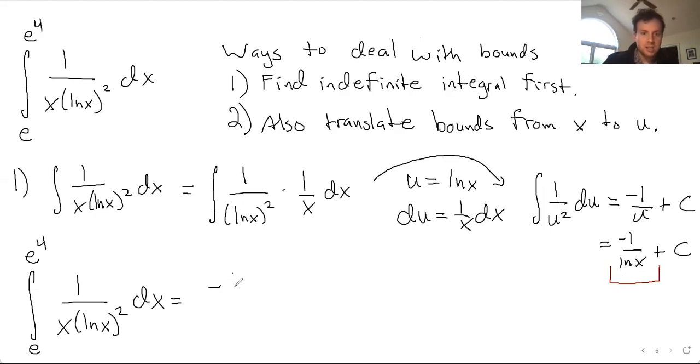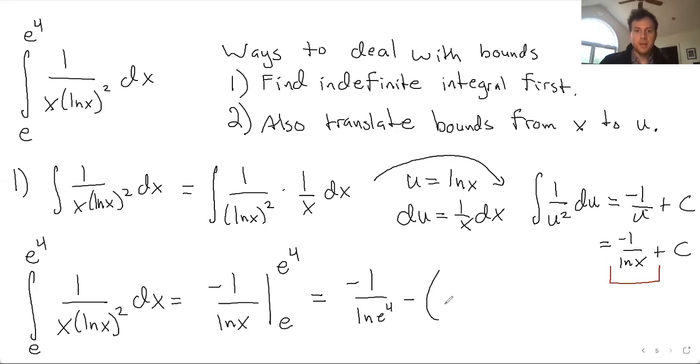So what we can say is take that antiderivative and evaluate it from e to the fourth. And now this is some number that we can compute. First we put in e to the fourth and then subtract what we get when we put in e. Okay.